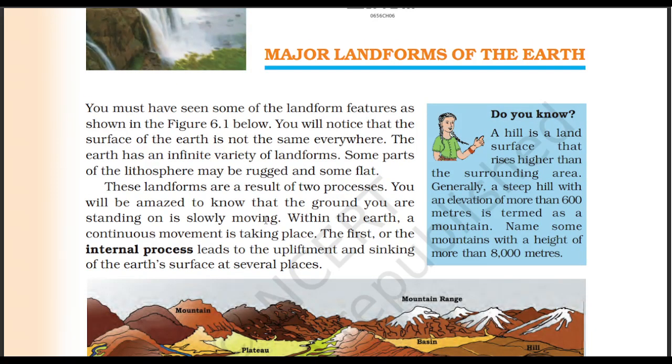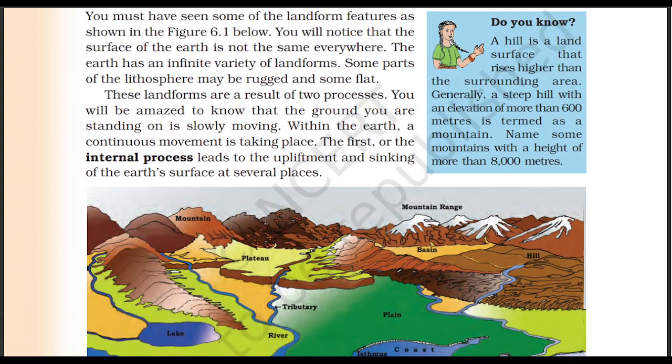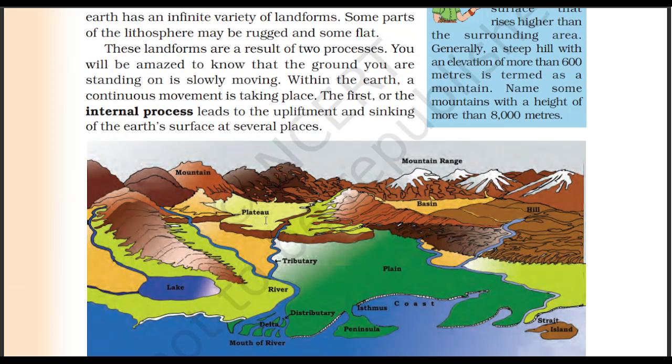You will notice that the surface of the earth is not the same everywhere. The earth has an infinite variety of land. Some parts of the lithosphere may be rugged and some flat. It means every part of the earth is not the same. Some is up, some down, some rugged, some smooth, etc. These landforms are the result of two processes.